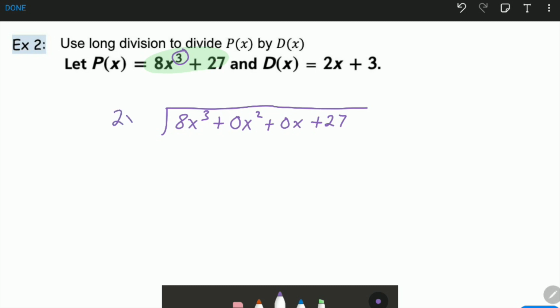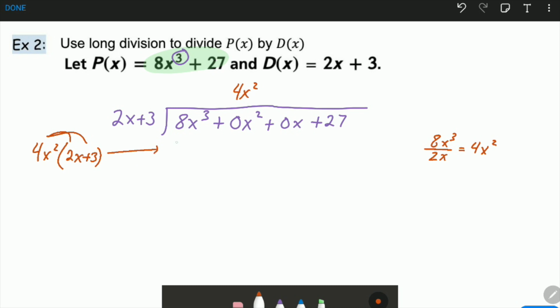On the outside, our divisor is 2x plus 3. And from here, it's basically the same as what we just did. We have to figure out what to multiply by. So we're going to take our first term, the 8x to the third, and divide it by 2x, which is going to give me 4x squared. So I'll place that on top. Then we'll multiply 4x squared times our divisor of 2x plus 3. Distributing it will give us 8x to the third plus 12x squared.